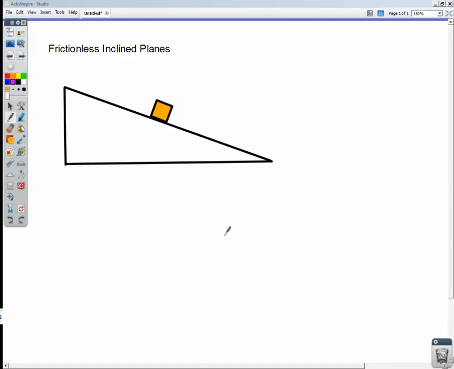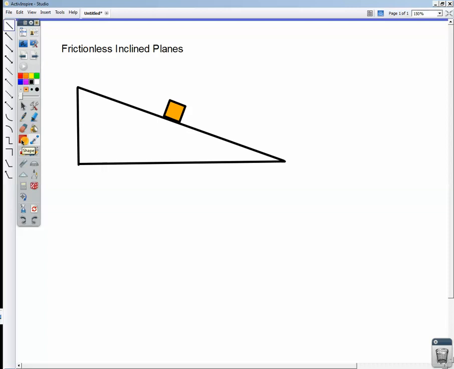Welcome. In this lesson we are going to talk about how to deal with frictionless inclined planes, and there's a special trick that we're going to use, and that trick is we are going to rotate our coordinate system, and we're going to do that to make the trig easier on us.